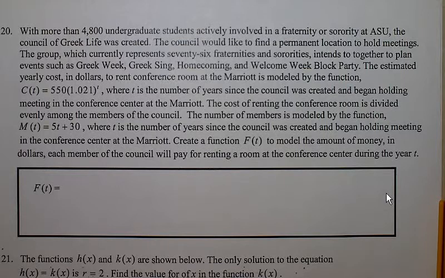The estimated yearly cost in dollars to rent a conference room at the Marriott is modeled by the following function, where T is the number of years since the council was created to begin holding meetings in the conference center at the Marriott. The cost of renting the conference center is divided evenly among the members of the council. The number of members is modeled by the function, where T is the number of years since the council was created and began holding meetings in the conference center at the Marriott. Create a function f of T to model the amount of money in dollars each member of the council will pay for renting a room at the conference center during the following year.